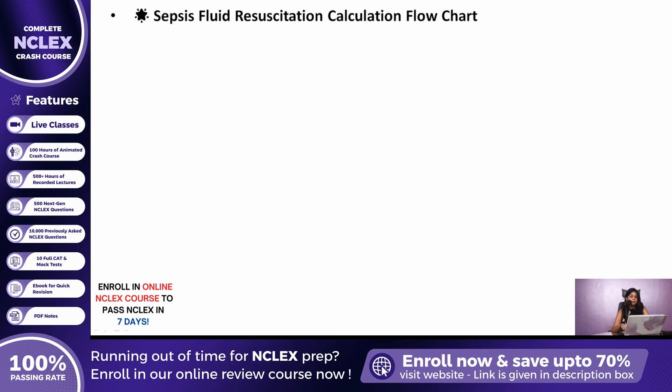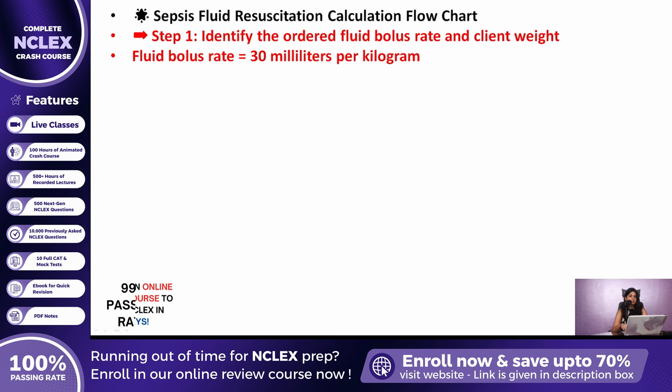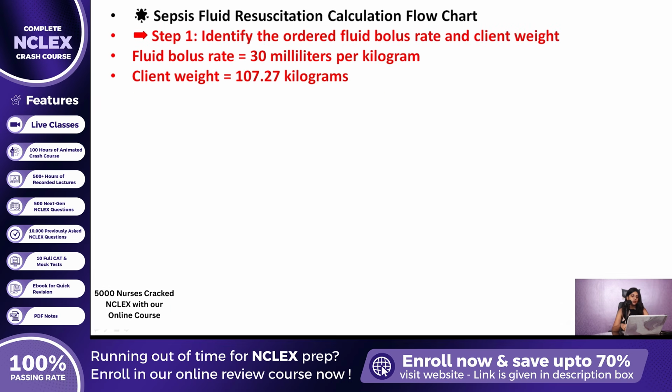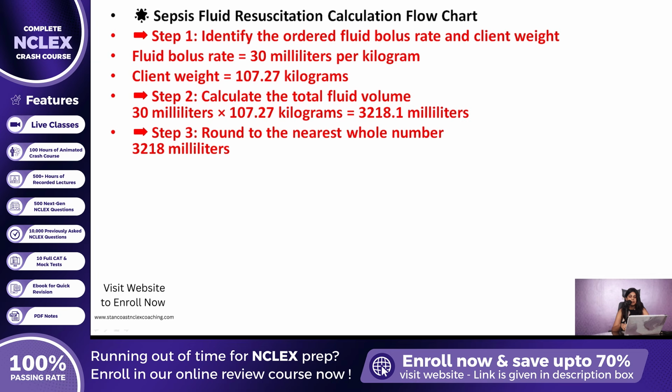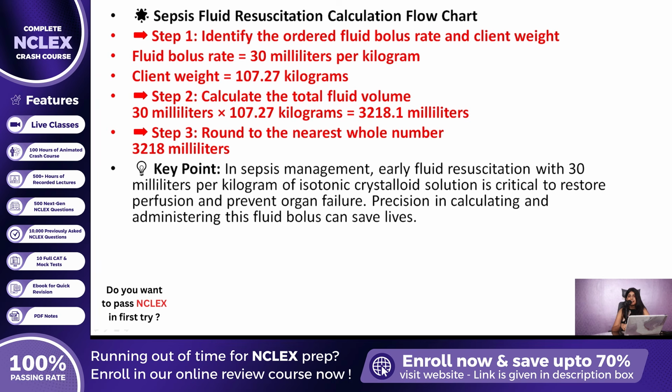We multiply 30 milliliters by 107.27 kilograms, which equals 3,218.1 milliliters. When rounded to the nearest whole number, this gives 3,218 milliliters. The key point here is that in sepsis management, early fluid resuscitation with 30 milliliters per kilogram of isotonic crystalloid solution is essential to restore perfusion and prevent organ failure.